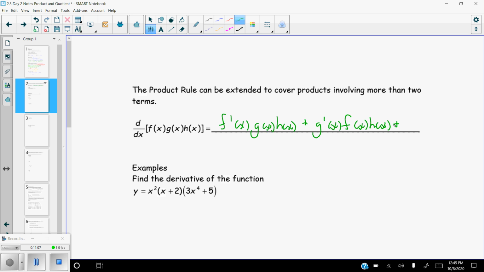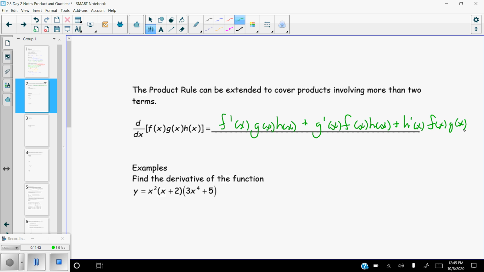And then you probably already guessed it, now I have to do the derivative of h, and then I multiply that by f and g. So basically, each piece is going to have a separate derivative, and the other two functions are just going to stay themselves. So if you had 7 different functions being multiplied together, you would have seven different additions in there. And each piece would have one derivative, and all 6 other pieces would just be themselves. You'll never see one like that from me, but that's how it would work.